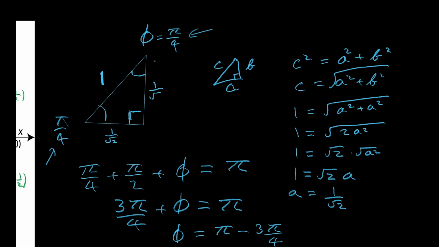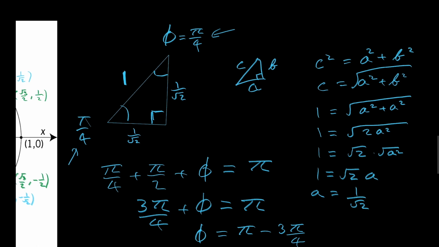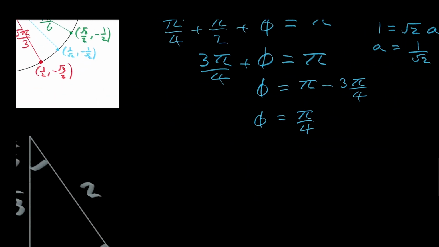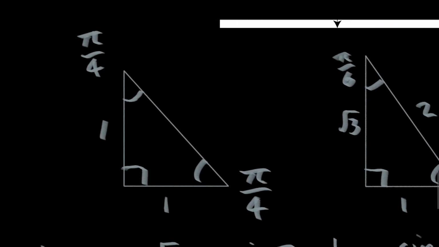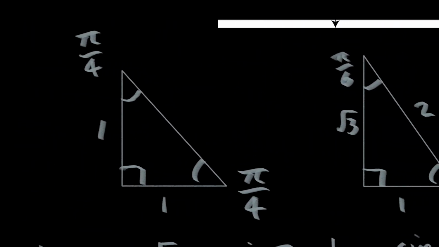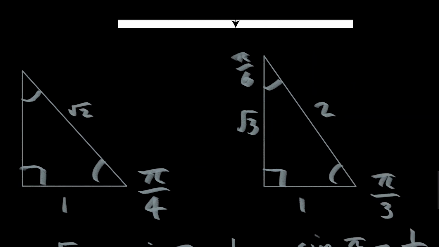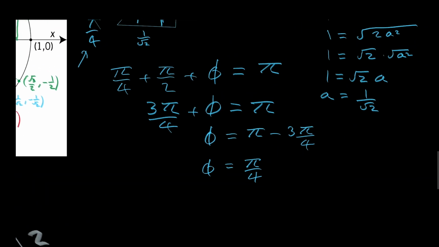Okay, that's still not our special triangle. So in order to get our special triangle, remember our special triangle that has pi over 4 in it has two side lengths of 1, two angles of pi over 4, and a hypotenuse of the square root of 2. I don't know why that wasn't written there.